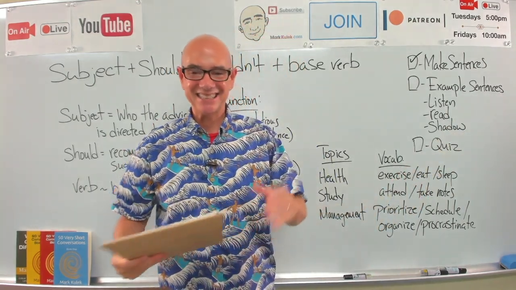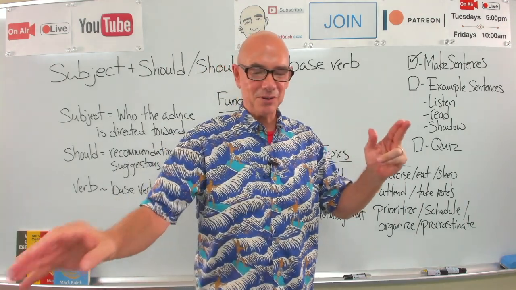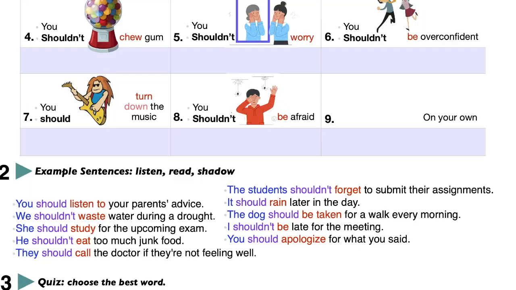All right. Good, good, good. Let's have a look one more time at the sentences. Let's read them one more time. You should listen to your parents' advice. We shouldn't waste water during a drought. She should study for the upcoming exam. He shouldn't eat too much junk food. They should call the doctor if they're not feeling well. The students shouldn't forget to submit their assignments.